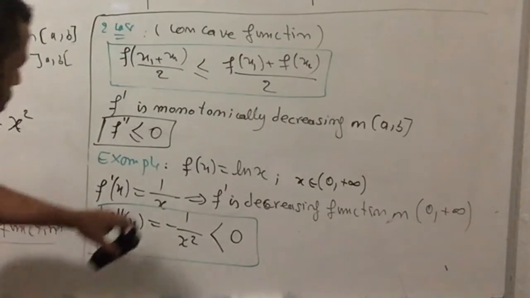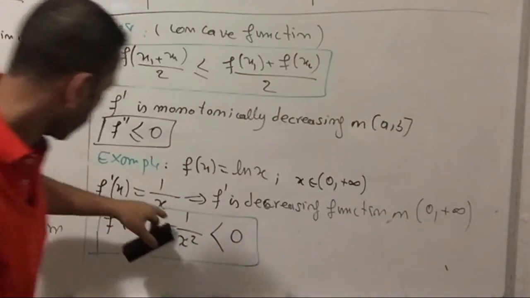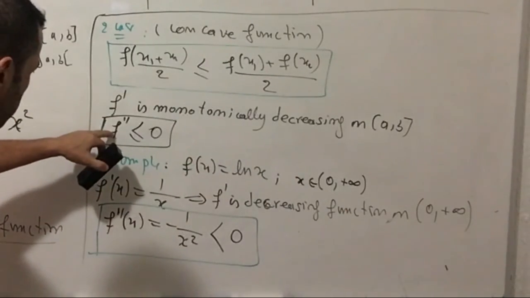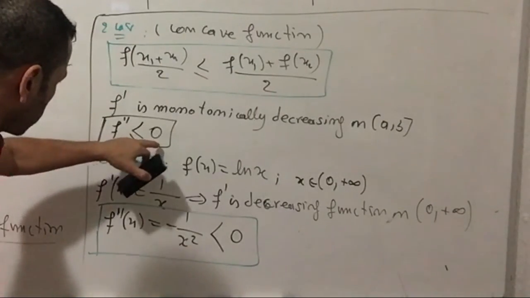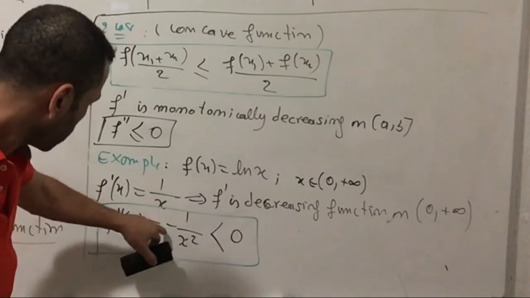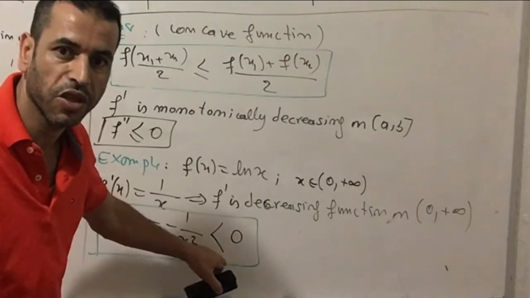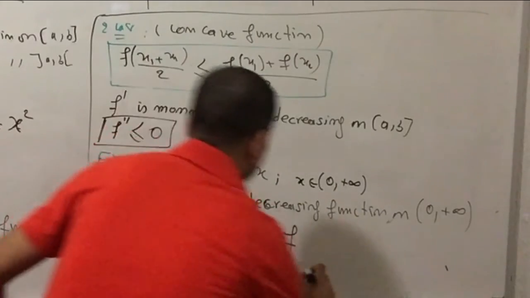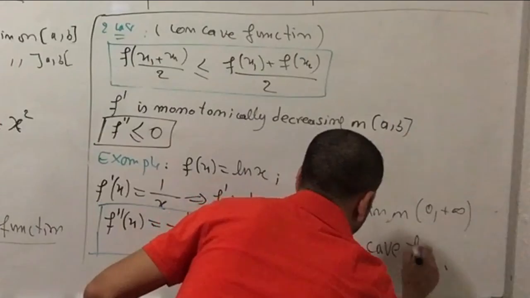What does it mean? That means it verifies this condition: f prime is monotonically decreasing. We found it. F prime is a decreasing function, and the second derivative is inferior to 0, is negative. The important thing is that it has to be negative. We found it. The second derivative of this function equals minus 1 over x squared, which is strictly inferior to 0. That means f is a concave function.